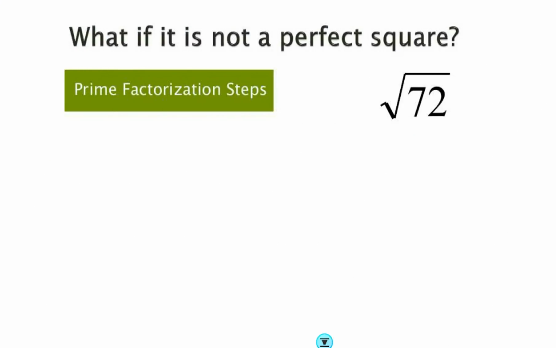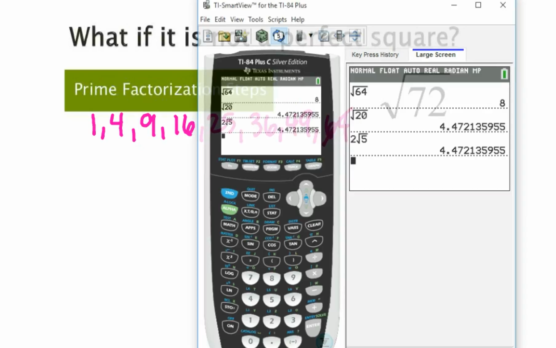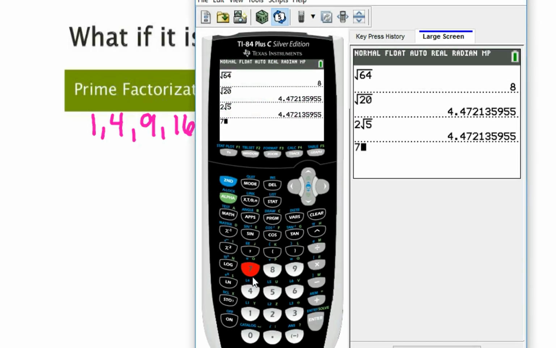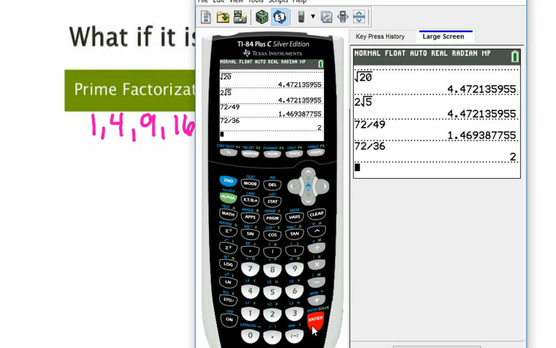All right, so the square root of 72. So first step says to write out my perfect squares. So I have 1, 4, 9, 16, 25, 36, 49, and I'm going to stop at 64 because I don't think 64 is going to divide nicely into 72. Let's try 49. So I'm going to go to my calculator and I'm going to do 72 divided by 49. Well, that doesn't divide nicely into there either. What about 36? 36 is the next one. 72 divided by 36. And there I see 36 divides nicely into 72.